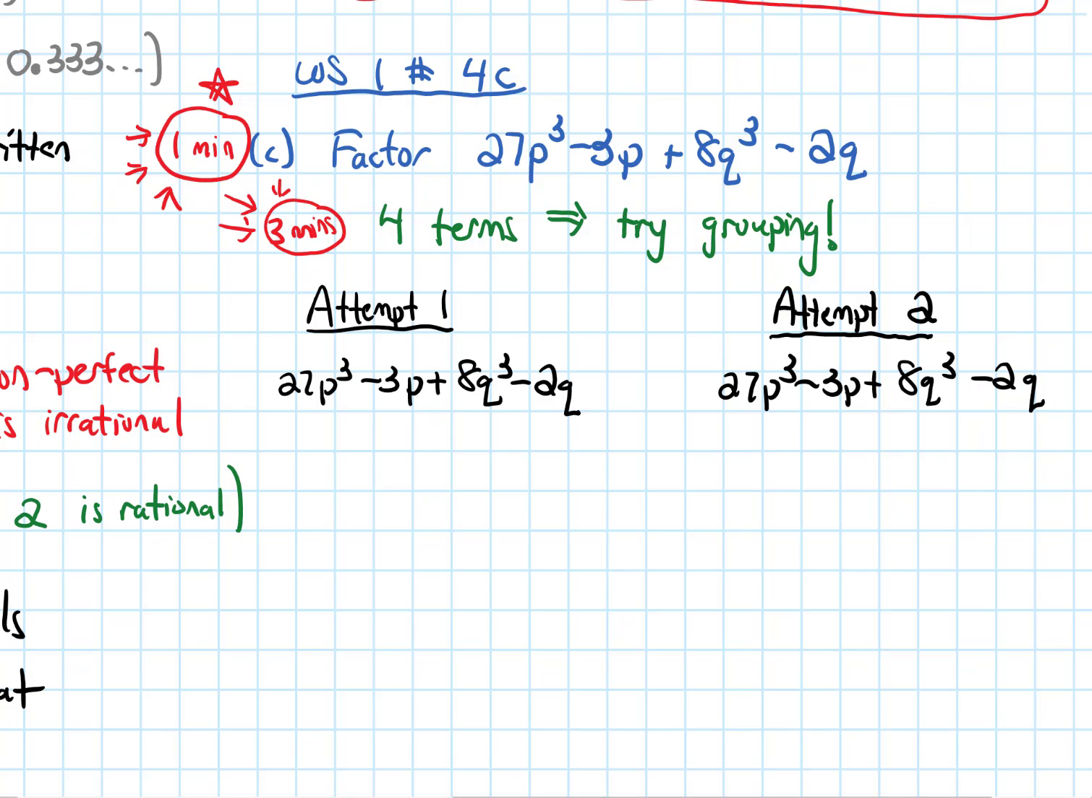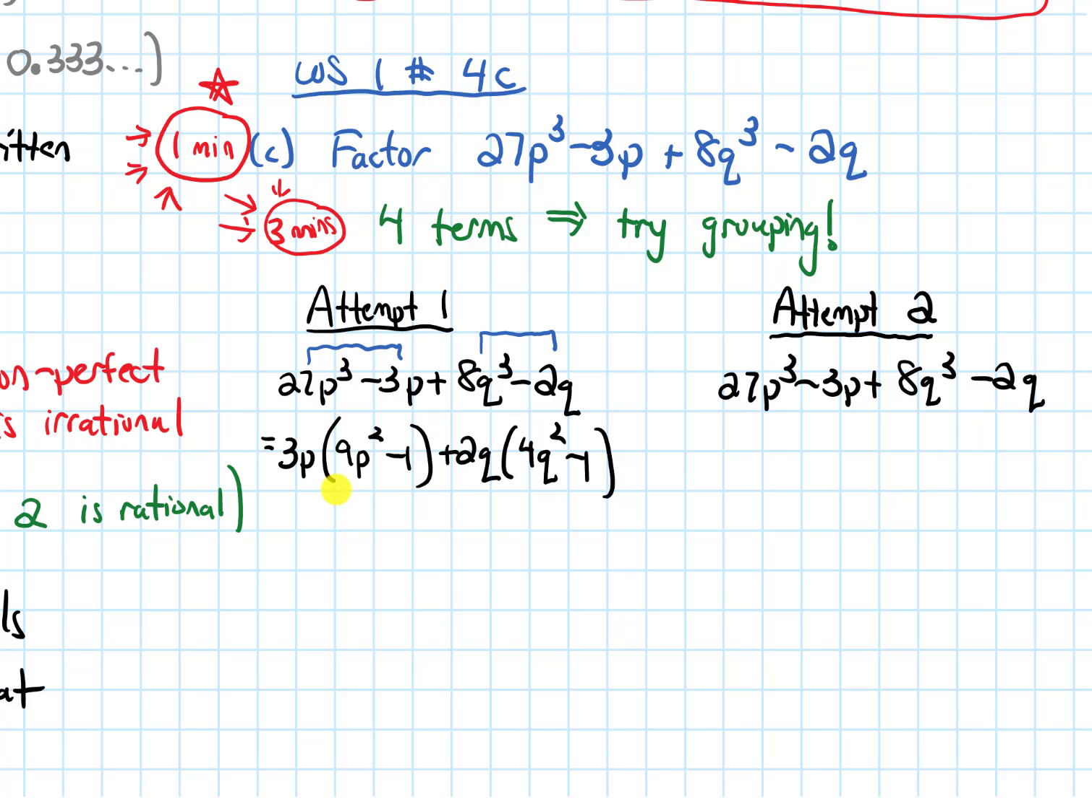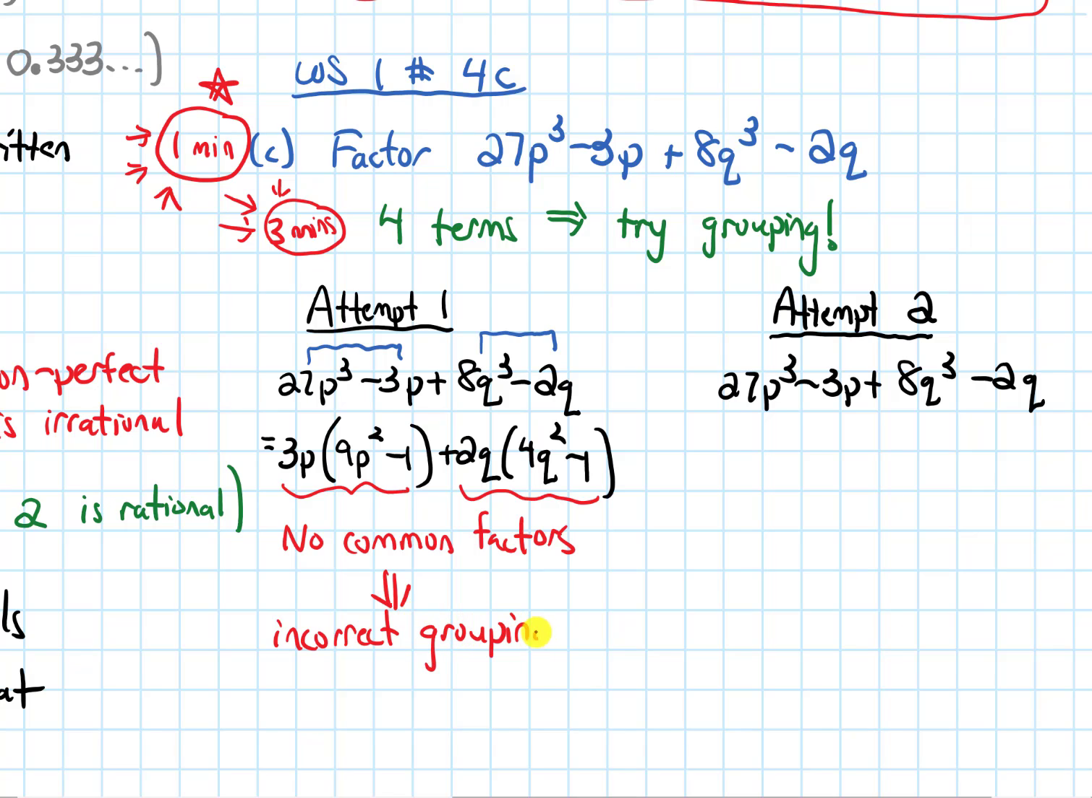In my first grouping, I'm going to try to group the first 2 terms together and the last 2 together. In the first 2, I can factor out 3p, and I'll be left with 9p squared minus 1. From the second group, I can factor out plus 2q, and I'll be left with 4q squared minus 1. Now, if I look at this first group and that second group, there are no common factors, which means that this is an incorrect grouping. So I'll put a sad face. This grouping, unfortunately, did not work.